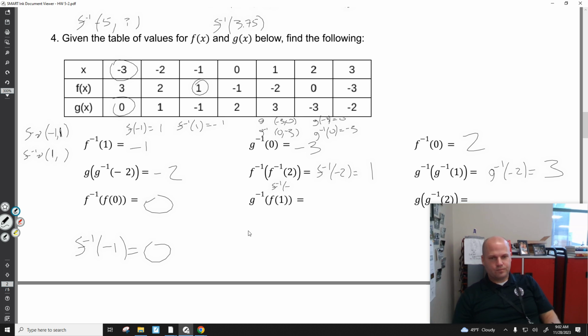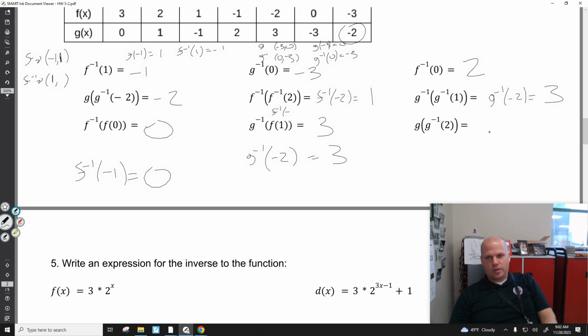Okay, this one is good. F of 1. This is not F inverse. This is F of 1. So I'm looking when the input is 1. What is the output? When the input is 1, the output is negative 2. G inverse, we will look at when G's output is negative 2, that input is 3. So that answers 3. Don't waste your time doing any work.